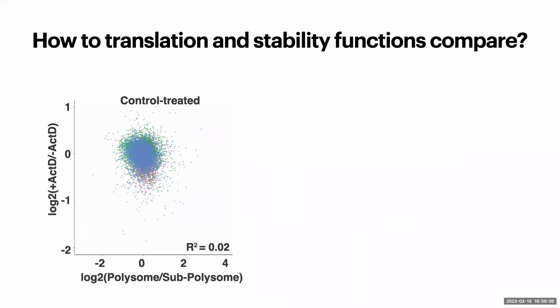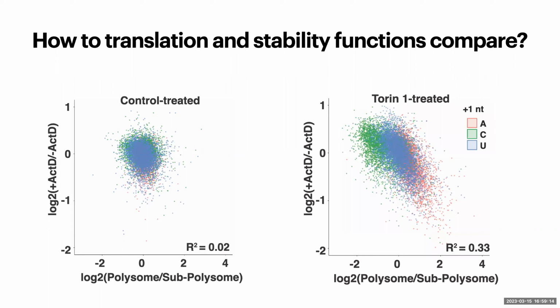So a final thing that I just want to add that we think is interesting, but that we don't fully understand, is the relationship between stability and translation. Again, under control conditions, there is nothing really that interesting to look at. But under conditions where we inhibit the TOR pathway, what we see is a really quite striking inverse relationship between the stability of mRNAs and their change in translation.